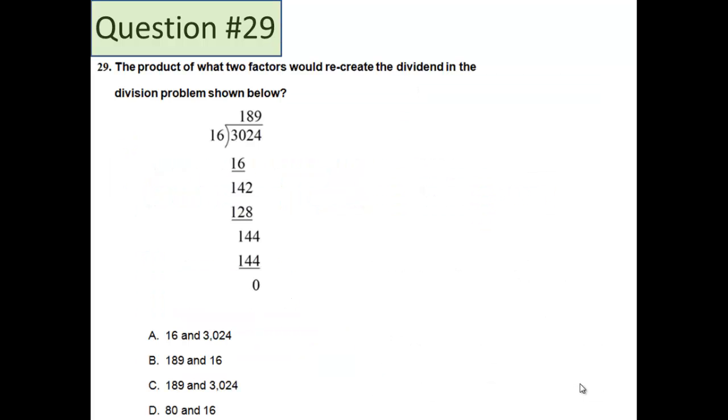Man, do I love this problem. Looks all freaky, but it's really simple. The product of what 2 factors would recreate the dividend in the division problem shown below? And then it shows a big division problem. And then you actually need these answers. Okay? We can't block them. We actually need to look at them. But here's the thing. First and most important thing, what is the dividend?